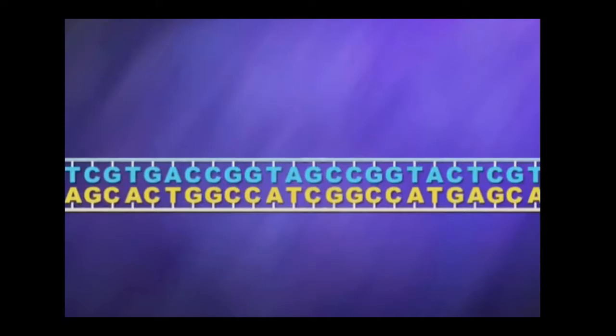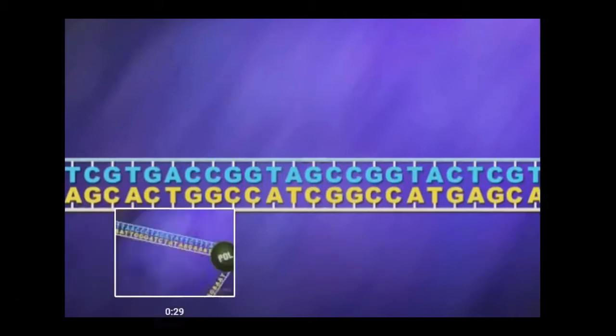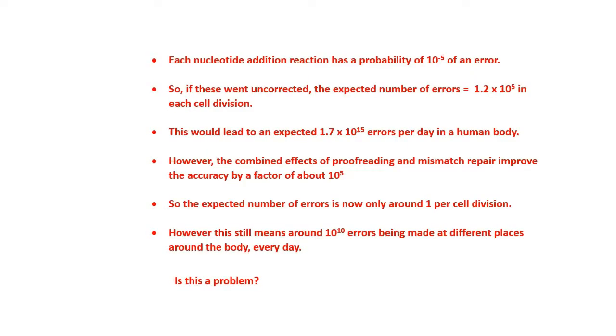So when you combine those two processes of proofreading and mismatch repair, you get a decrease of about a factor of 100,000 in the mismatch rate, which is a huge, huge improvement. So if we can summarize where this takes us with our numbers game, remember we started with this result that said that each individual reaction in the polymerase active site has a probability of 10 to the minus 5, in other words, 1 in 100,000 of making an error.